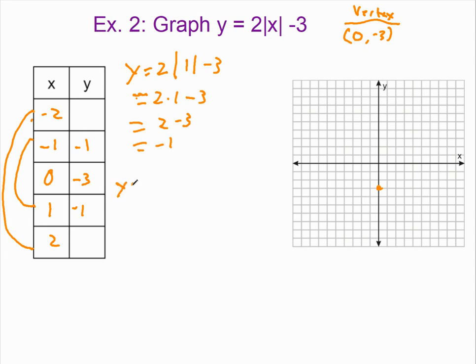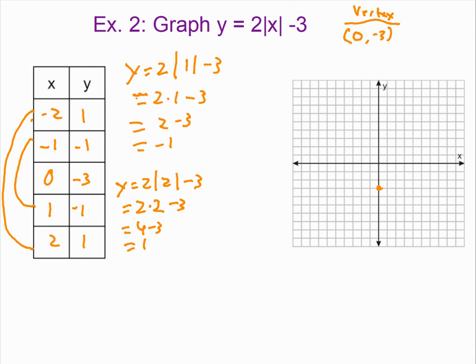Same thing if I plug in negative 2, or positive 2. So I get 2 times the absolute value of 2, minus 3. That's 2 times 2, minus 3. And that is going to be 4 minus 3, which is 1. So these both have y values of 1.